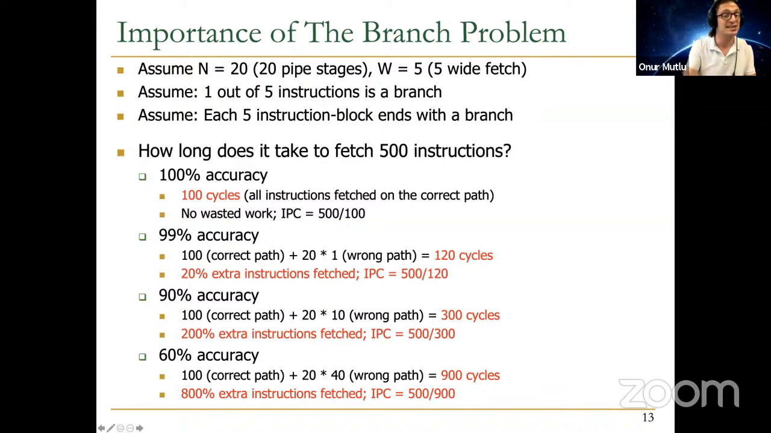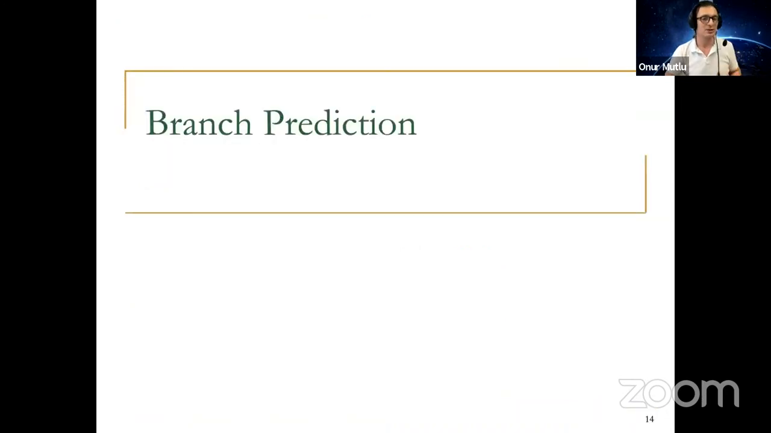We're going to do this exercise again after building some branch predictors, and it's going to be important to look at that exercise again. Okay, I would like you to convince yourself that this is correct. You can do this exercise on your own, but it's a very important exercise to understand the importance of feeding the pipeline with correct instructions. Okay, now let's go into branch prediction.